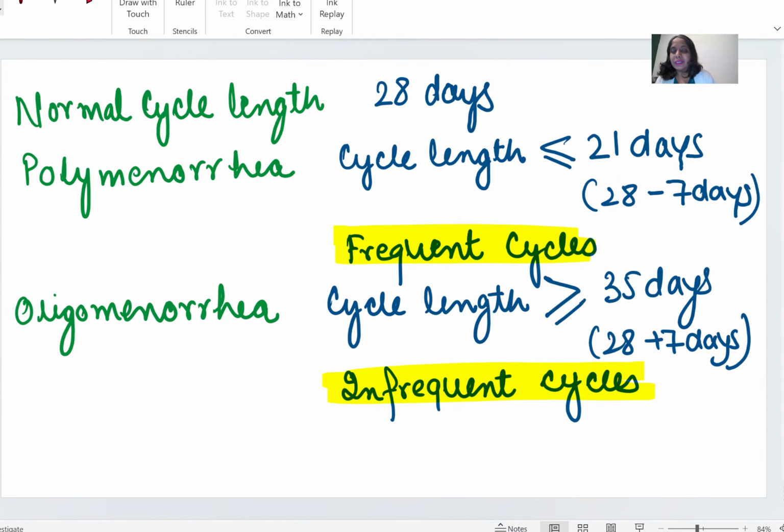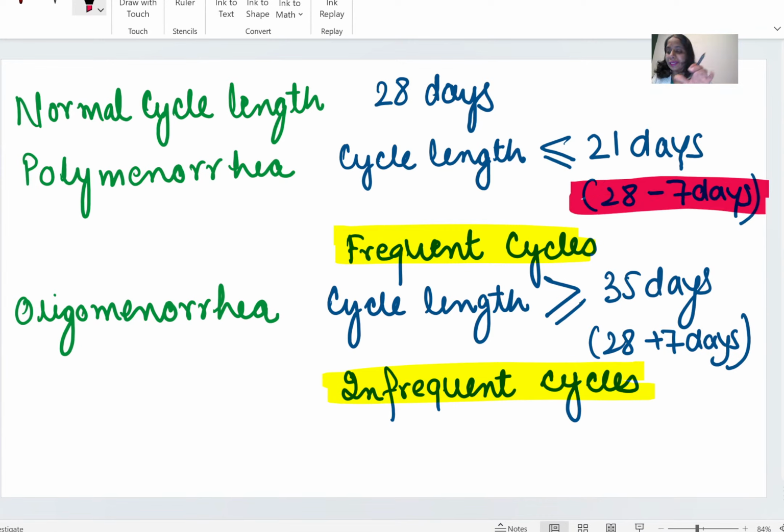What is the normal cycle length? It is 28 days, right? And what is polymenorrhea? If the cycle length changes, it is called polymenorrhea. What is the cycle length in polymenorrhea? Not a 1 to 2 day change will be counted. It is 28 minus 7 days. Polymenorrhea is when the cycle length decreases, by 7 days than the normal.